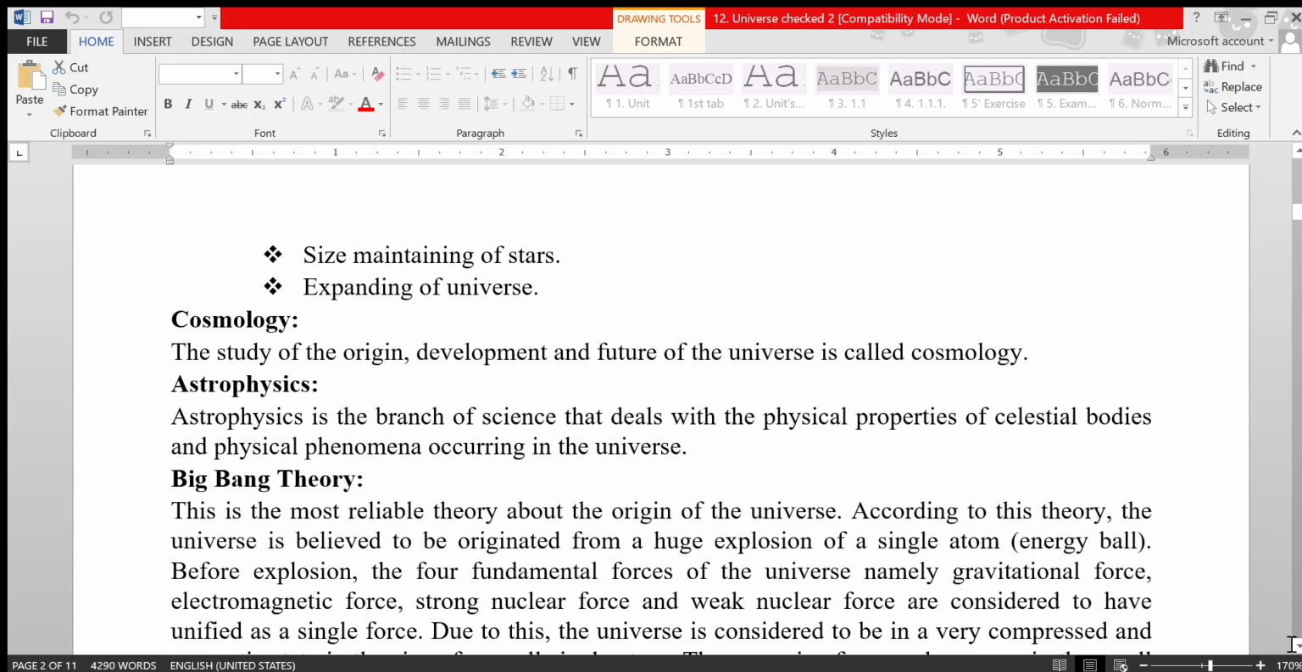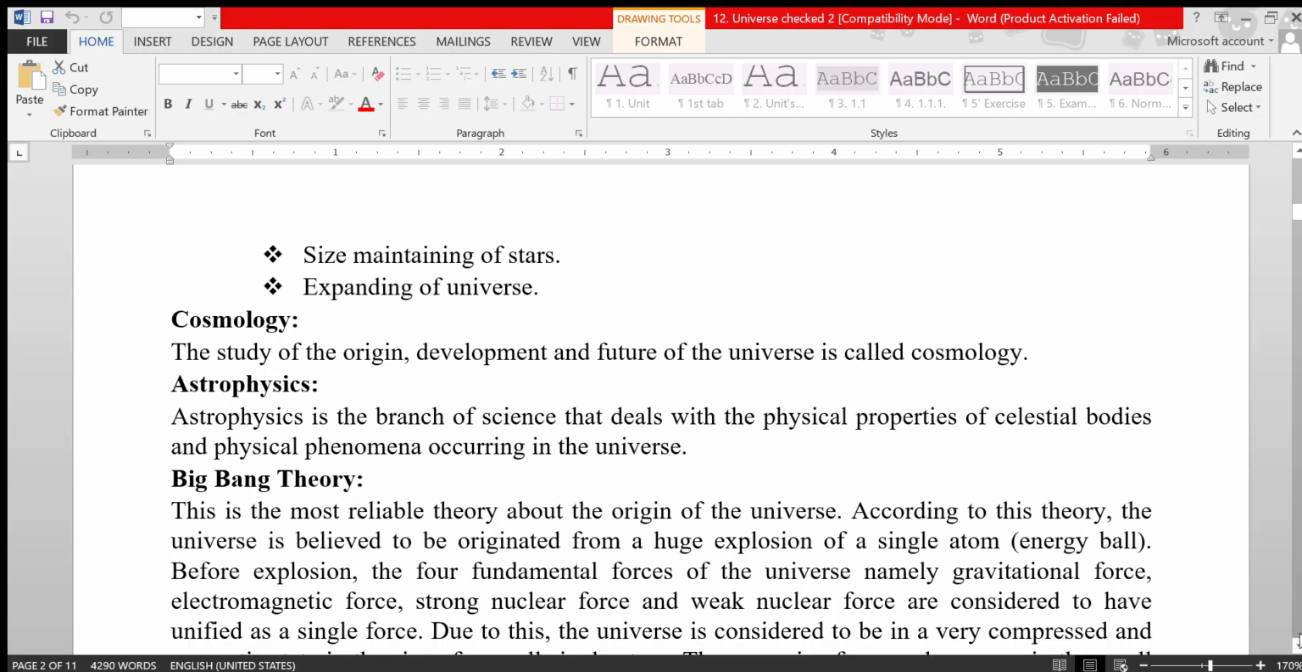Cosmology. The study of the origin, development and future of the universe is called cosmology. Astrophysics is a branch of science that deals with the physical properties of celestial bodies and physical phenomena occurring in the universe.